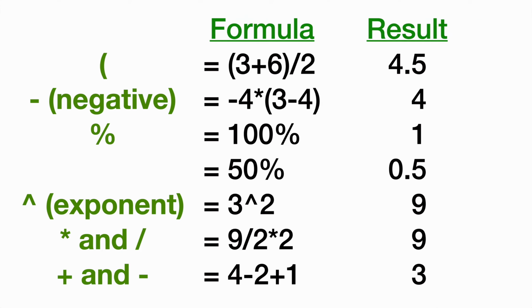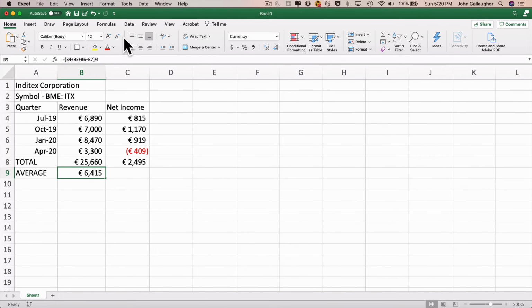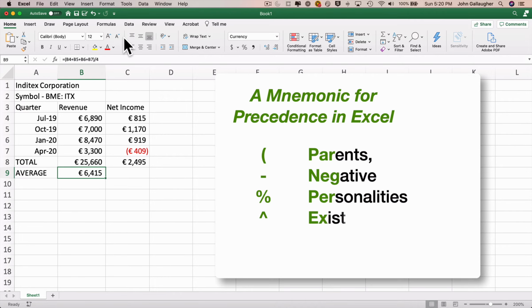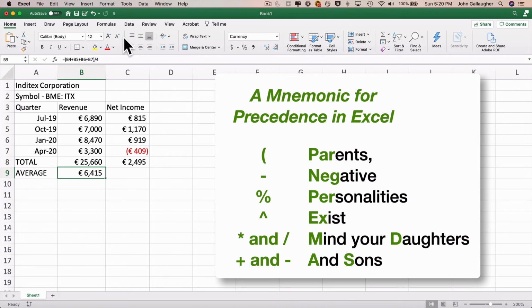Now, when you learned precedence in grade school, you might have learned a mnemonic like My Dear Aunt Sally for multiplication, division, addition, and subtraction. So here's one that you could use if you find it useful. Parents, negative personalities exist. Mind your daughters and sons. But if that doesn't help, ignore it or think up your own.